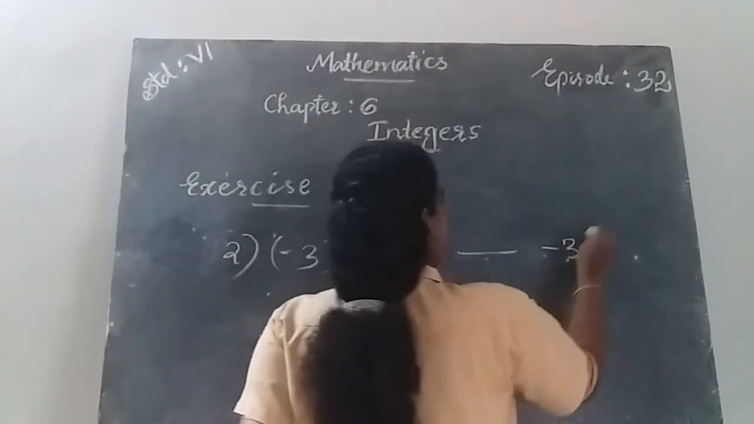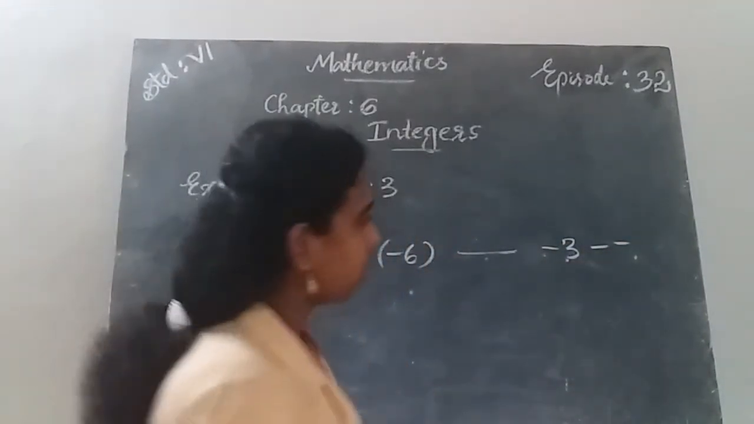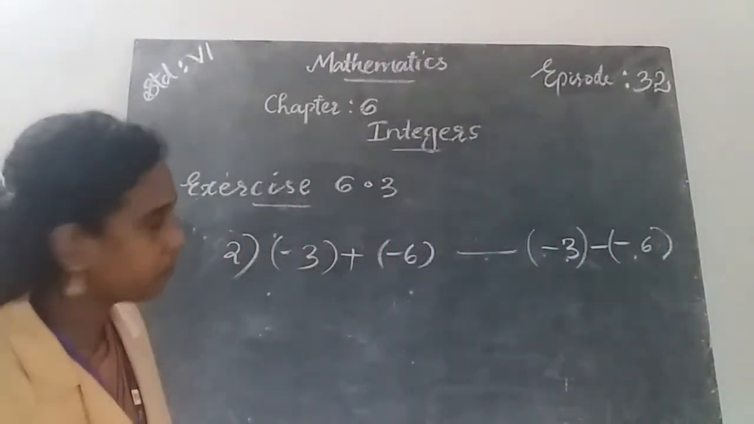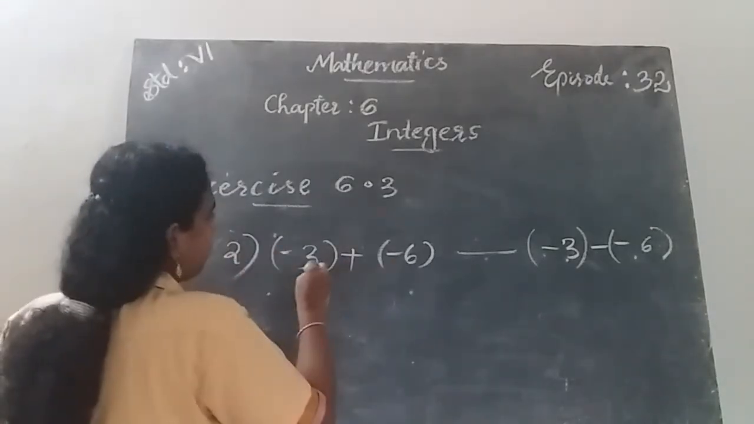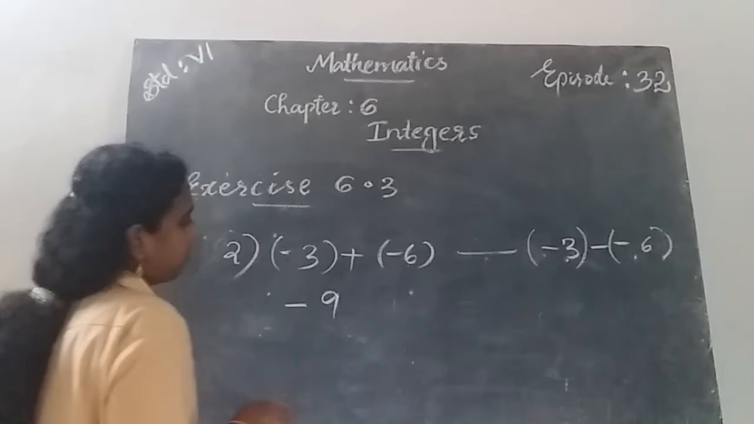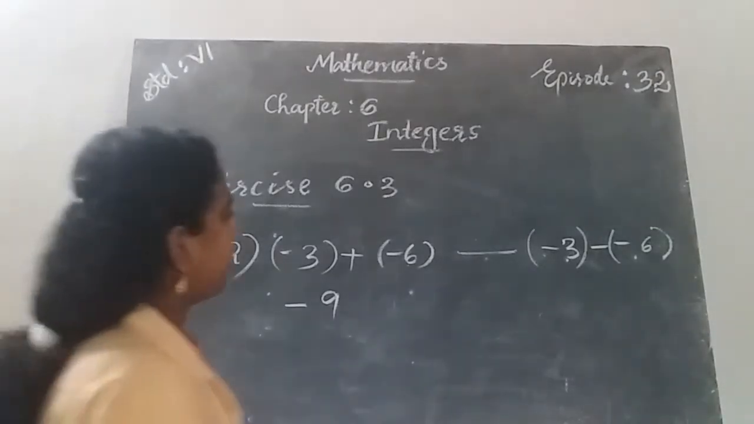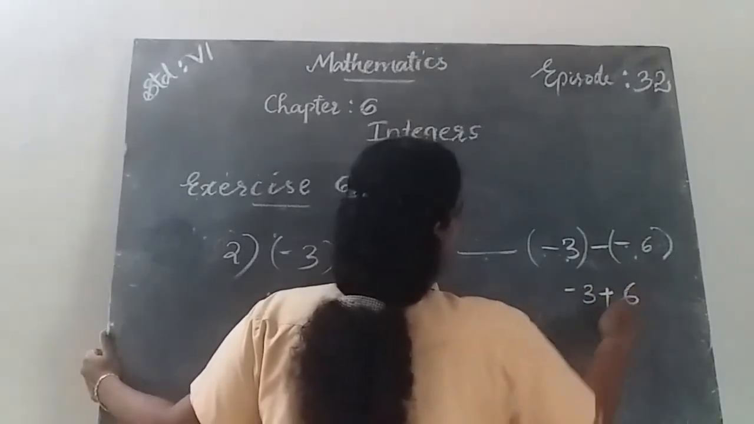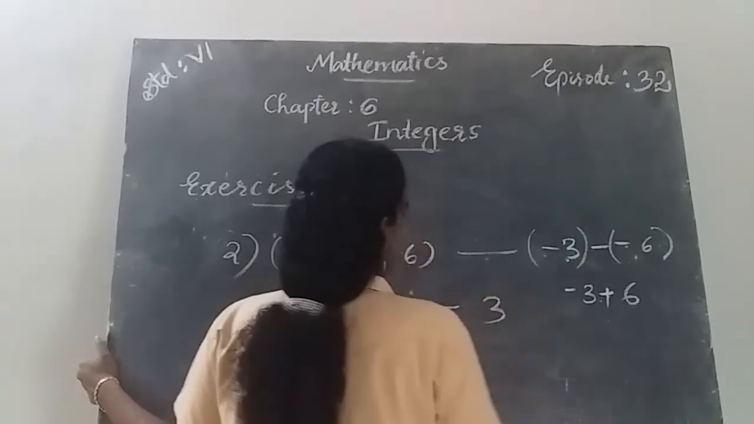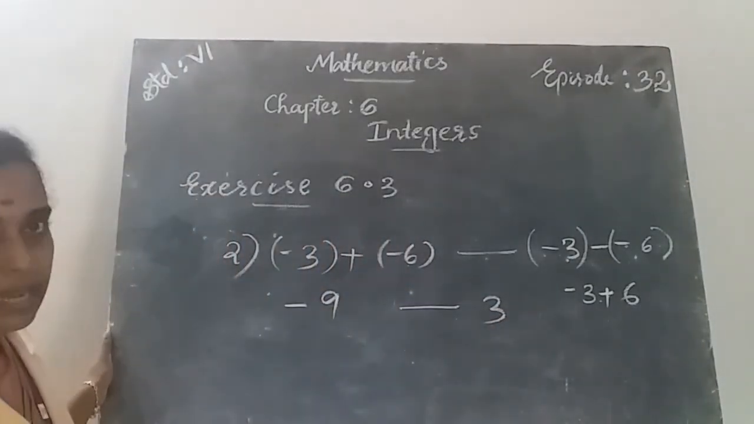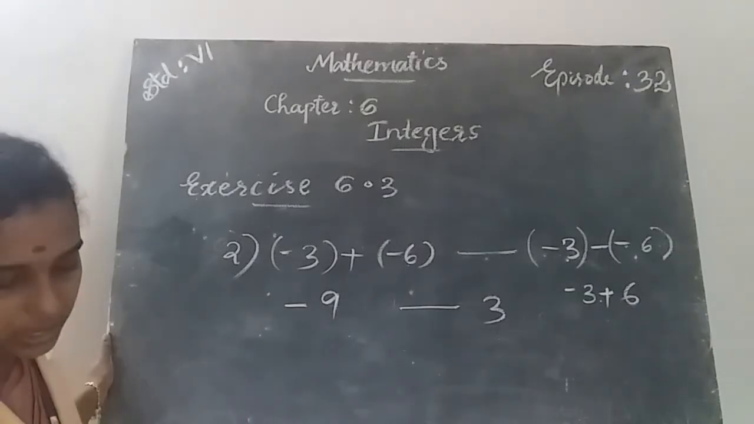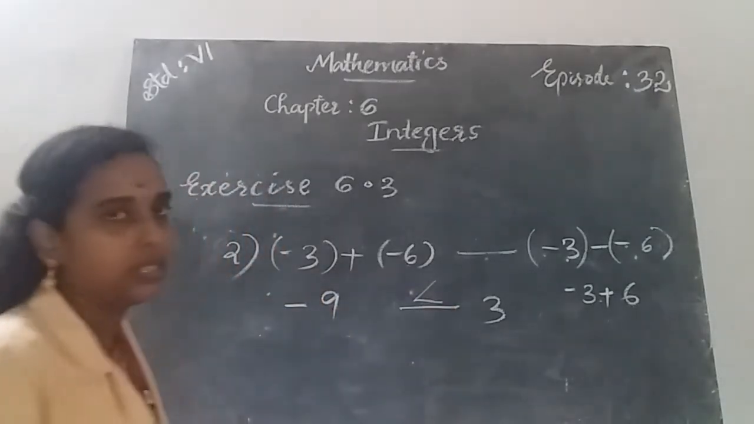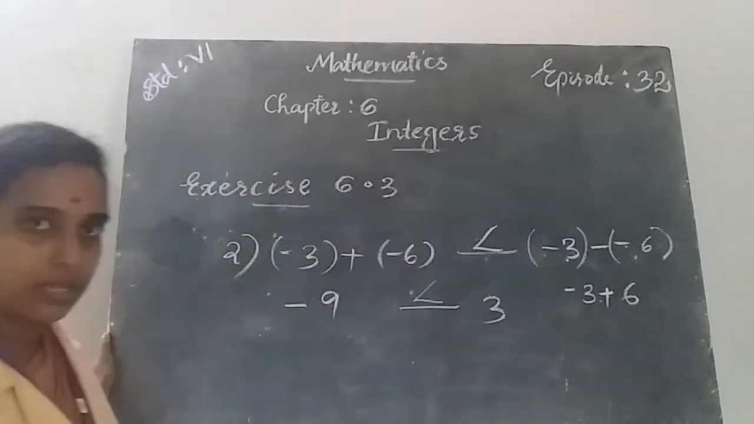Then negative 3, negative 6. So which is the greatest number? When we add these two numbers, we get 6 plus 3, 9, and put the negative sign, negative 9. And here negative 3, these two minuses become positive 6. Then 6 minus 3 is 3. So which is the greatest number, negative 9 or positive 3? It's positive 3. Negative 9 is less than positive 3. So put the less than sign. Okay.